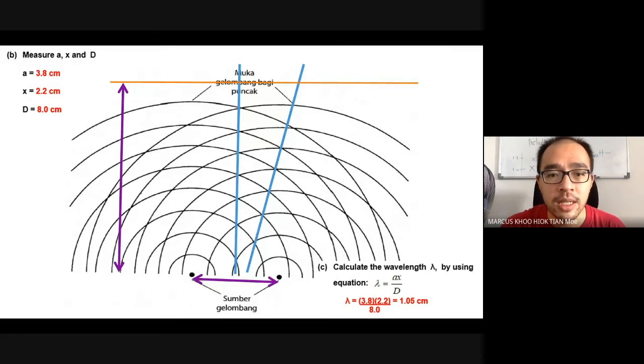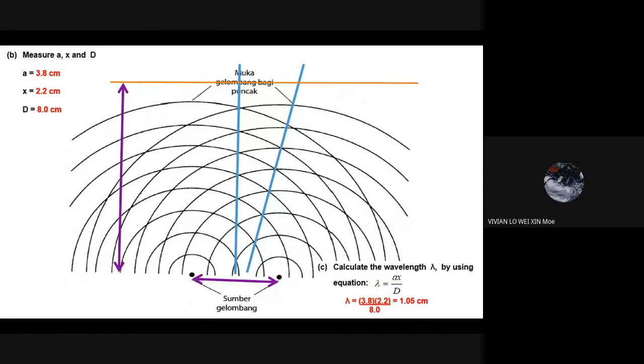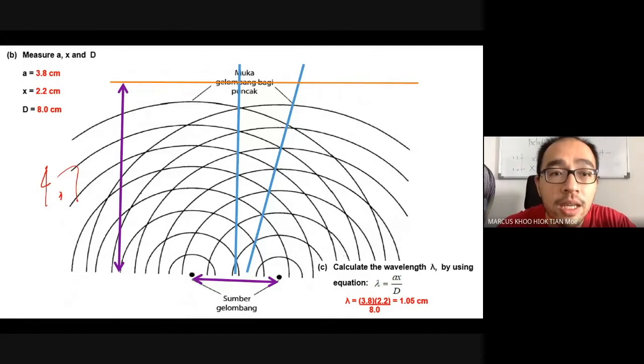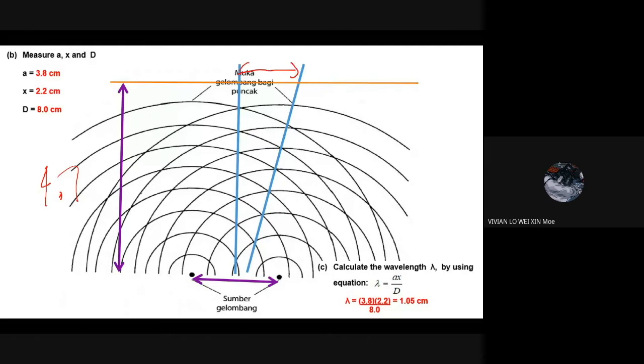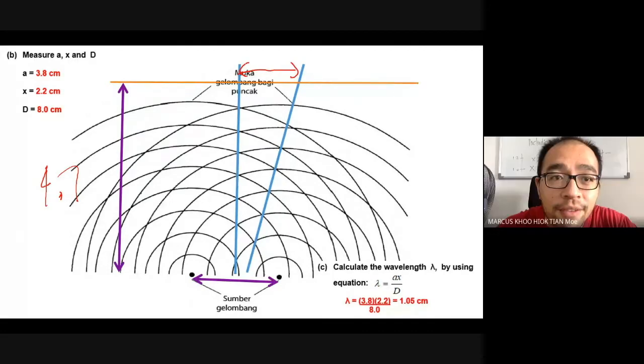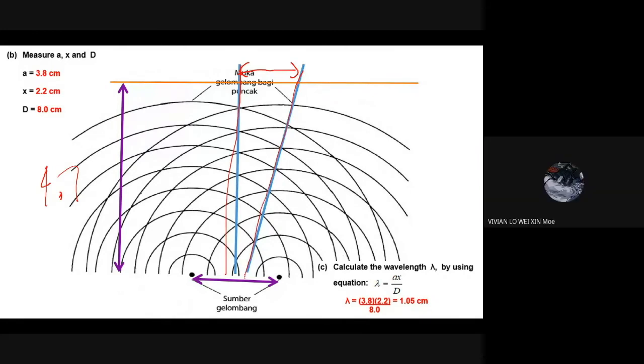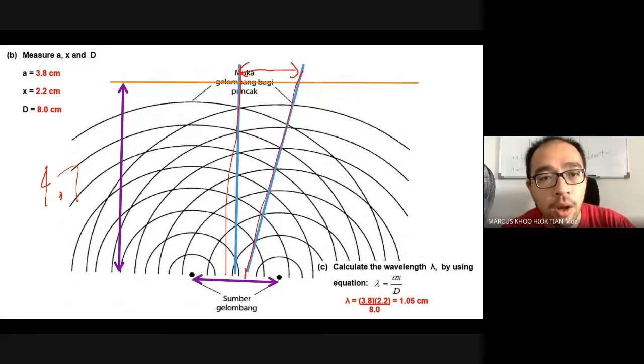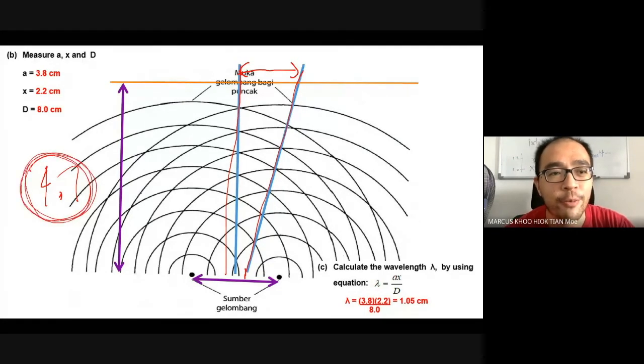How much was your X just now, Vivian? 4.7. How do you get 4.7 though? From here to here. From the first antinode to the next antinode. I think I kind of skipped the middle and then went to the left a bit. Oh, it's okay. Remember that all these are antinodes, because there's no trough over here. So this is the culprit, 4.7.